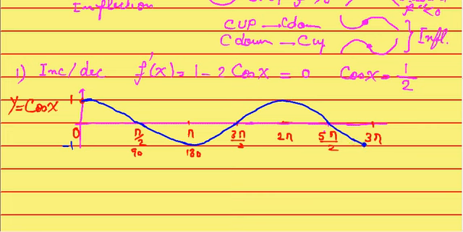At 3 pi we reach -1 one more time. This is the graph of cosine of x. What do you want cosine of x to be? The y value of it is supposed to be 1/2. 1/2 is here.